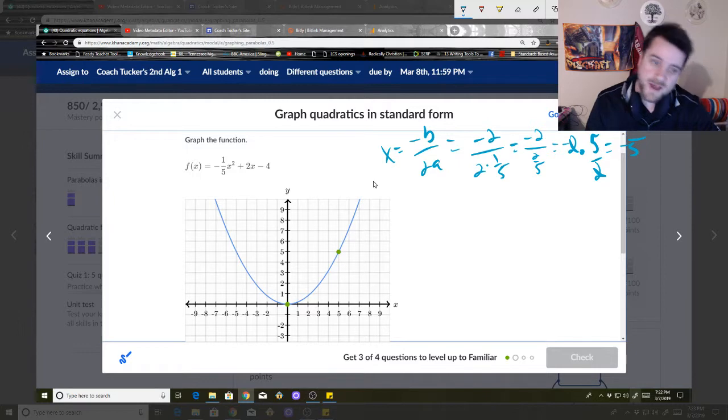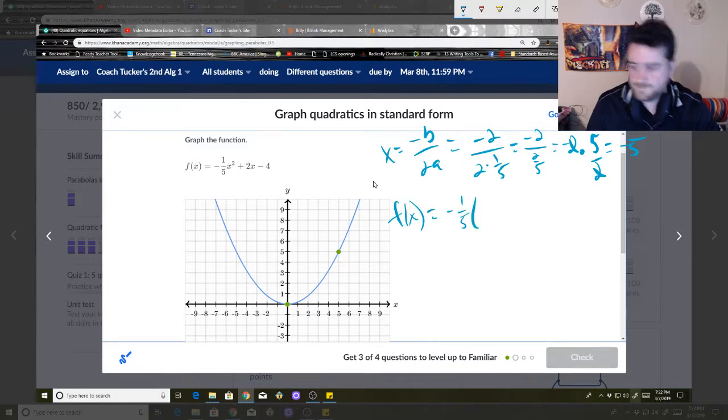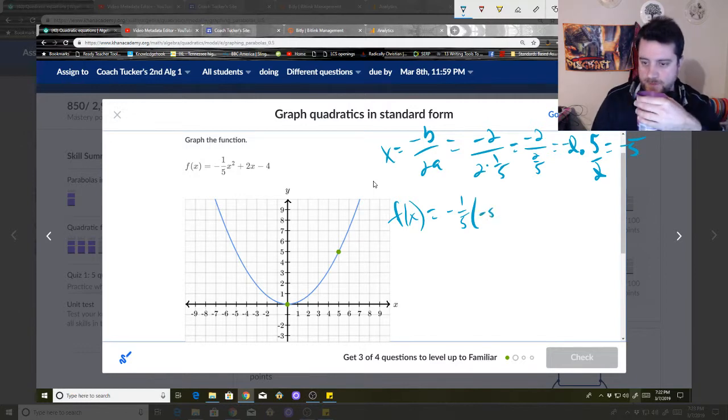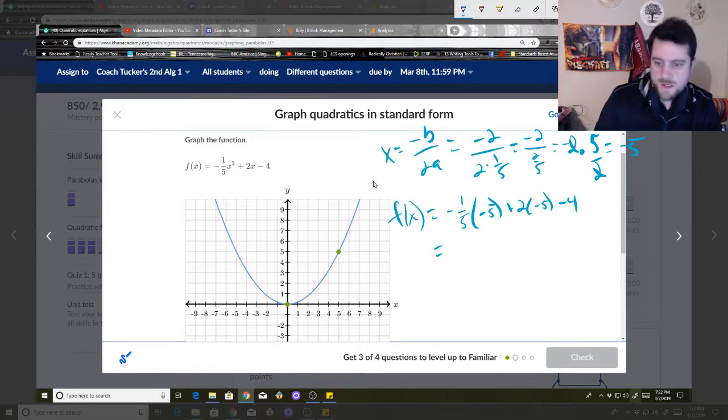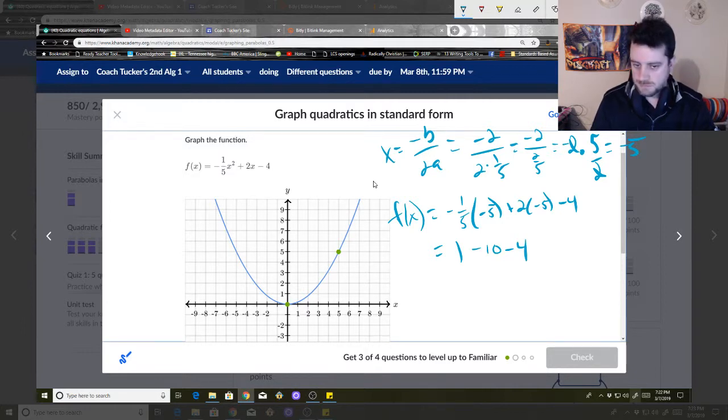Now since x is negative 5, go over here and plug it in. So we have f of x, which is y, equals negative 1/5 times negative 5, sorry. So 1/5 times 5 is 1. Negative times negative makes a positive, so it's 1. Minus 10 minus 4, which is negative 13. Is that right?